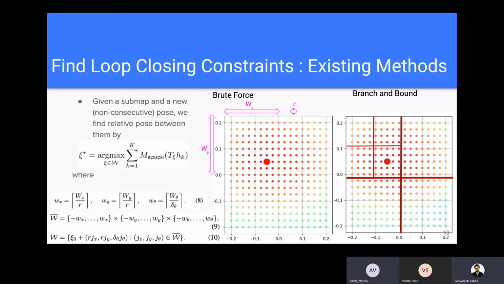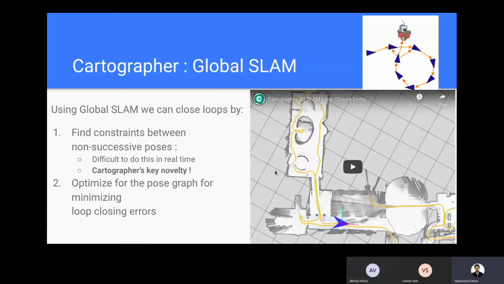Okay. Yeah, I got it. Okay. So here what we are talking about is, so far what we have done is, for this pose, we have decided that this is another pose that we would like to find a loop closing constraint with, or find the pose estimate between them.